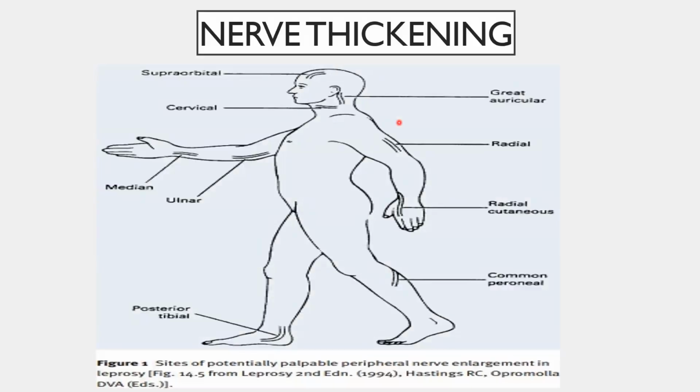And nerve thickening, this is very important. Whenever you are taking neuropathy cases, kindly do examine nerves like the supraorbital nerve. This is marked here. This is the supraorbital nerve, greater auricular nerve, cervical nerve, ulnar, median nerve, radial cutaneous nerve, common peroneal nerve, and posterior tibial nerve. All these nerves are to be examined because nerve thickening will also give you a differential diagnosis. Common diseases that are associated with nerve thickening are hereditary motor sensory neuropathies, CIDP, amyloidosis, Refsum disease.